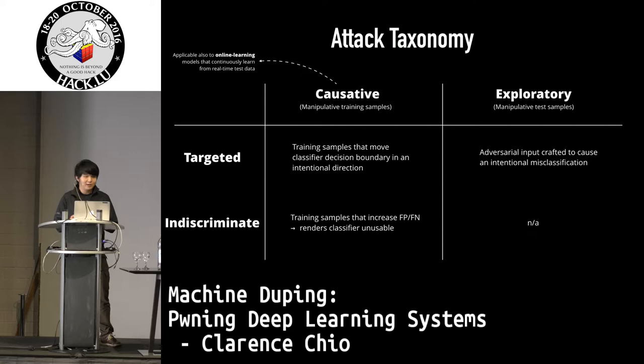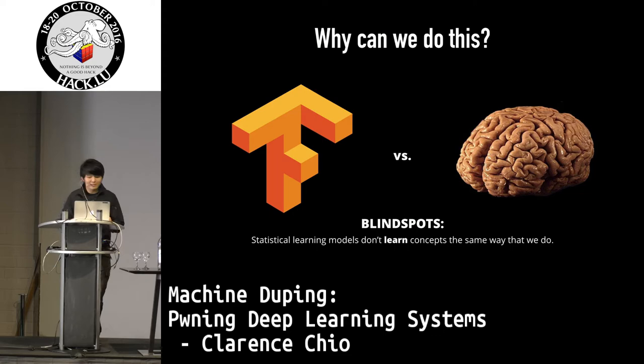So why can we do this? The reason that you can trick machine learning models is because they don't learn like how humans learn. And this might be surprising to many people, even those working in the field, even those who are very familiar with machine learning. When you see that a classifier successfully classifies images with a 99% accuracy, then you kind of think that these classifiers are recognizing ships and dogs and cats in the same ways that humans do.